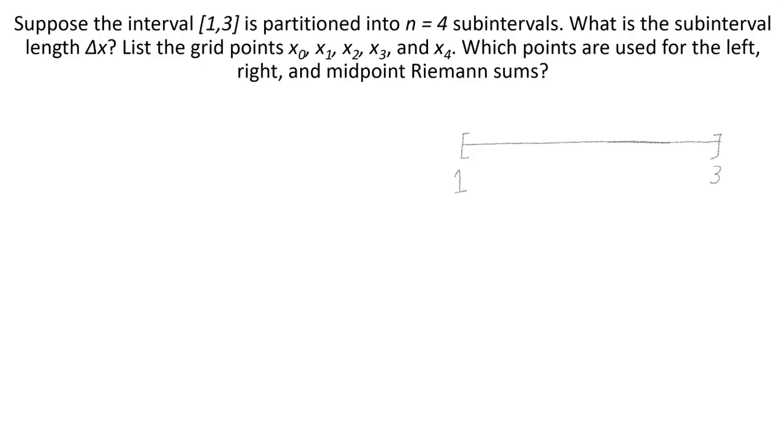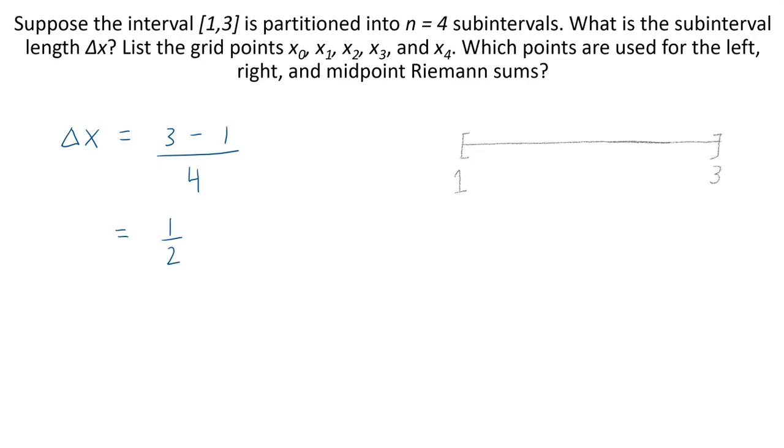So this is equivalent to finding the width of each one of our rectangles. So we need to take this interval from 1 to 3 and divide it into 4 equal subintervals. So how do we do that? We first find the length of the interval, which is the right endpoint minus the left endpoint, and then we divide that by 4, because 4 is the number of subintervals. 3 minus 1 is 2, 2 over 4 is 1/2.